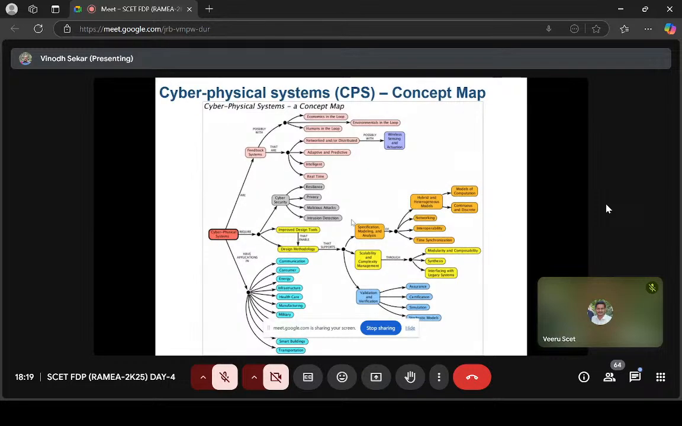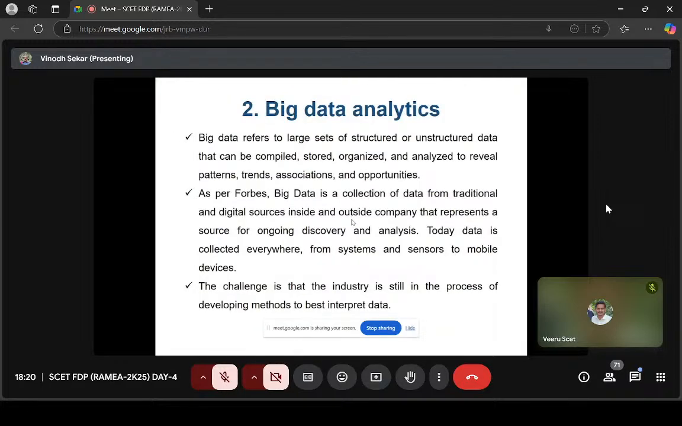This is a concept map of CPS, where we could see there are several modules, starting from design modules, design tools, and we do have scalability modules, validation and verification modules, feedback modules, sensing and actuation modules, and the applications in diversified domains. This gives a complete picture of how a CPS is being developed and how it has to be deployed in the context of a smart factory. The second is data analytics.